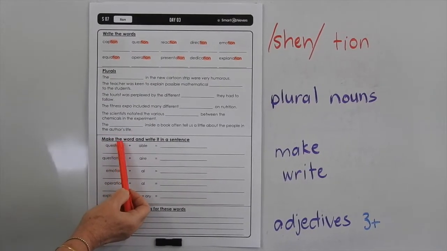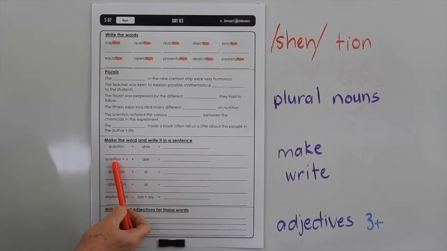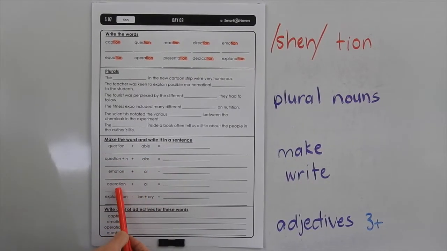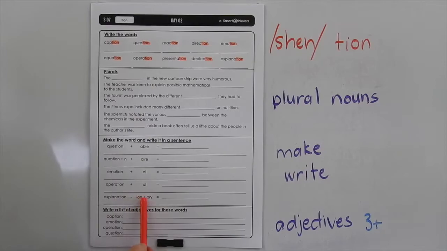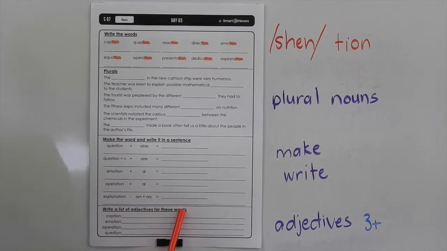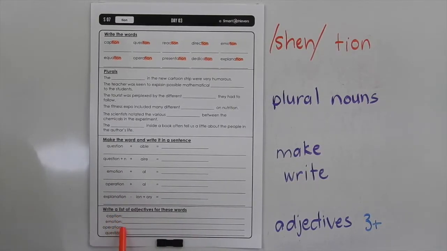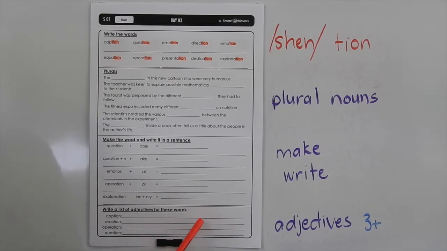Now down here you've got to make the word and write it in a sentence, so you're going to have questionable, questionnaire, emotional, operational, and explanatory. Down the bottom you have to write a list of adjectives for these words. I'd expect that you could find at least 3 adjectives for each of these words. If possible, do more. We've given you lots of space, but just see how you go.